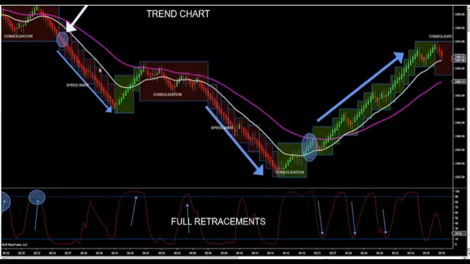It tells me get ready. This is my leading indicator. Get ready. It's not a lagging indicator. Get ready right there. There's my speed bar. So my speed bar tells me I got a possible major trade coming up in the market.